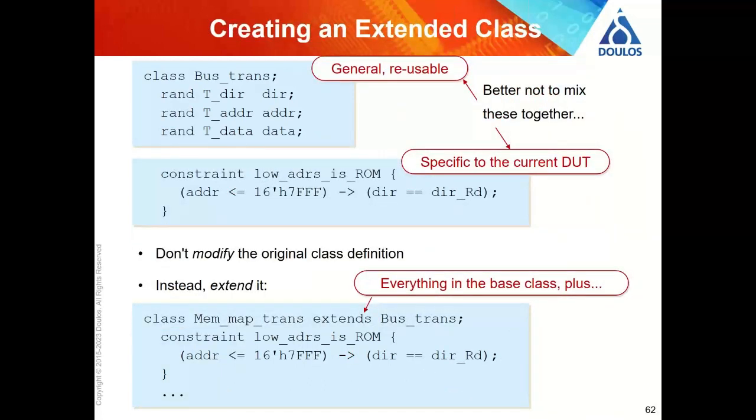Now, that constraint we could put in the original bus transaction, but that's going to limit the reusability of that bus transaction in other test benches. So a better solution is to create a derived bus transaction class. So that's what we're doing here. We're creating a memmap transaction class that extends the original bus transaction. And all we need to add in here is the constraint and a constructor.